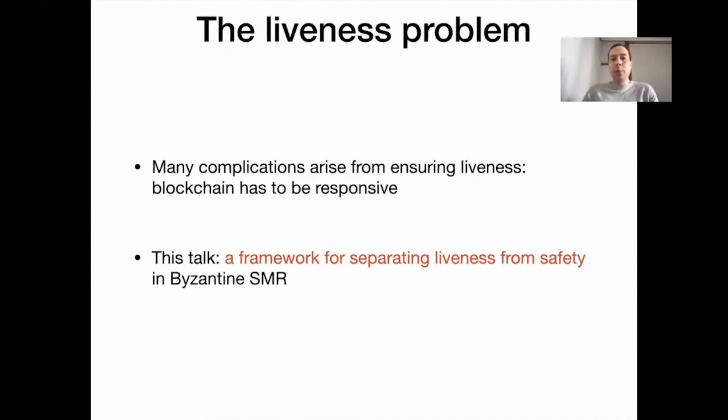When you think about blockchain, you're usually mostly worried about safety, that you don't have double spends or something. But the blockchain also has to be responsive. And when you design protocols for this context, really a lot of complications arise from the need to ensure liveness. And in this talk, I will propose a framework that separates the management of liveness from the management of safety in Byzantine state machine replication, and in this way simplifies protocol design.